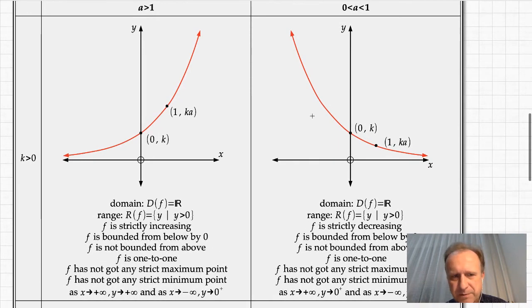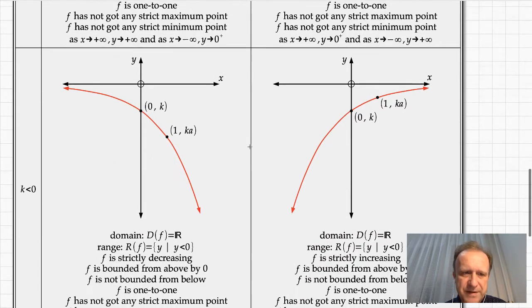When you take positive k and a between 0 and 1, you get this. So the only difference is that it's strictly decreasing when you compare with this one, and the difference is in the asymptotic behavior. As x approaches positive infinity, y approaches 0 from above, you can see it yourself, and as x approaches negative infinity, y approaches positive infinity.